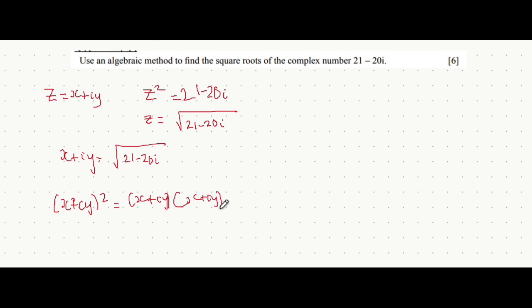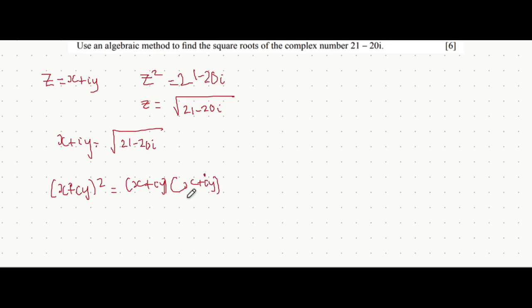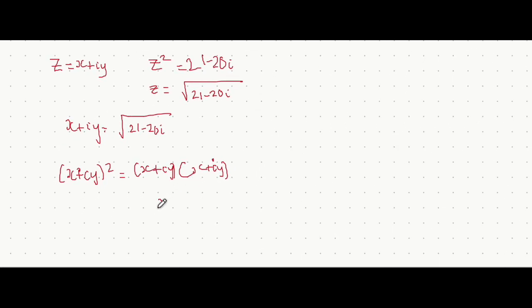I'm sure you guys may have seen this earlier on in A-level maths or even GCSE maths. x times x is x squared. x times iy is ixy. iy times x is again ixy, so let's write that out as 2ixy. And then plus iy times iy is i squared y squared. That's positive i squared y squared.